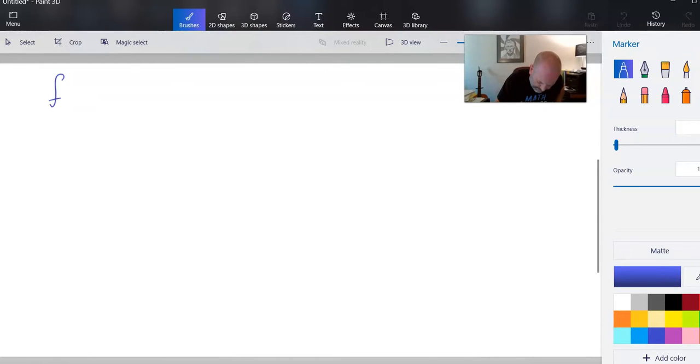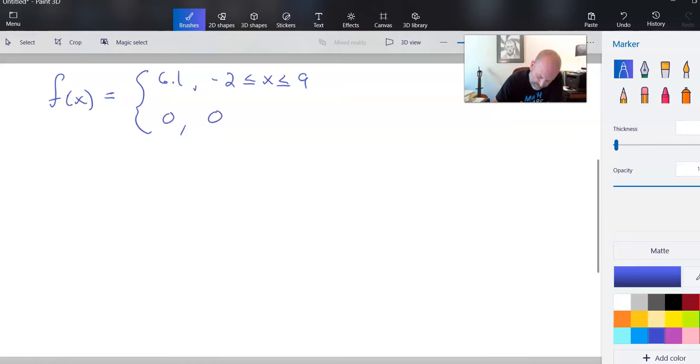So let's say that f of x is equal to 6.1 when x runs from negative 2, there we go. Let's try that again. To 9, and 0 otherwise. Okay, so it's equal to 6.1 from negative 2 to 9, and it's equal to 0 otherwise.